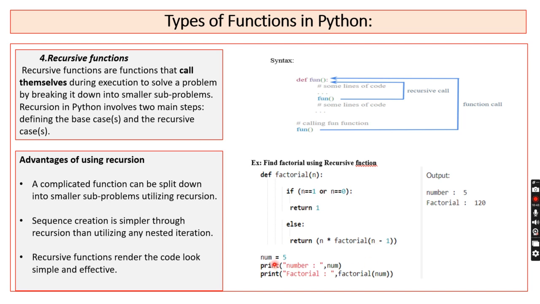n minus 1. num is equal to 5. Here we are initializing, or giving the 5 value to the num variable. Print number is equal to, number is equal to 5. Next, print factorial is equal to factorial of num, which returns the factorial of 5. Here we are getting the output as 120. Factorial of 5 is 120.